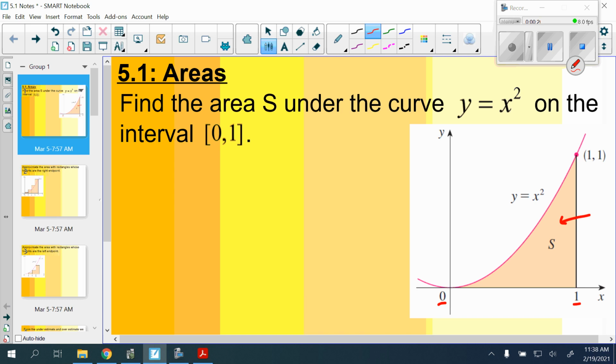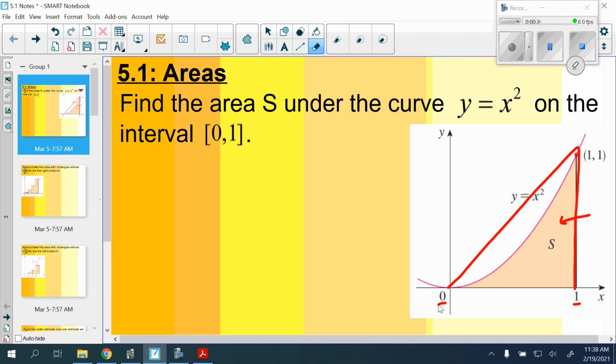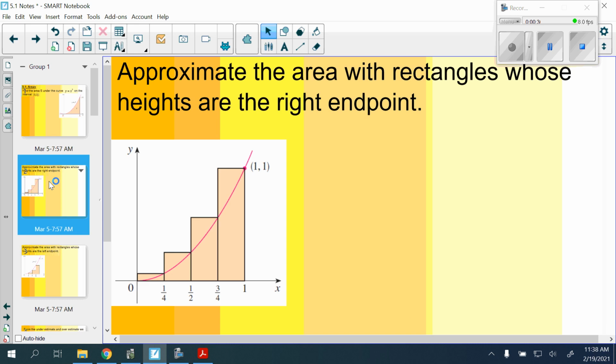Now, this isn't like a triangle where we just have some formula where we could do it. So what we're going to do is estimate this by using a process by going with a shape that we know, which is rectangles. So we're going to estimate this by using some rectangles and finding those areas and then using it to approximate what this area under the curve is.